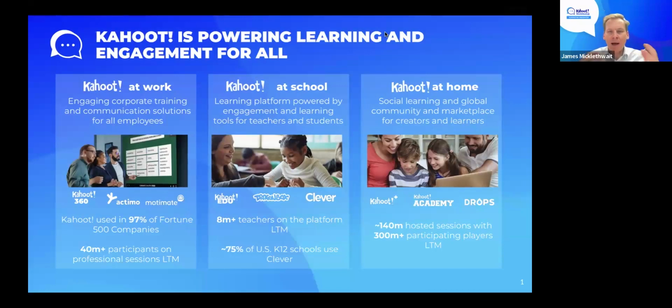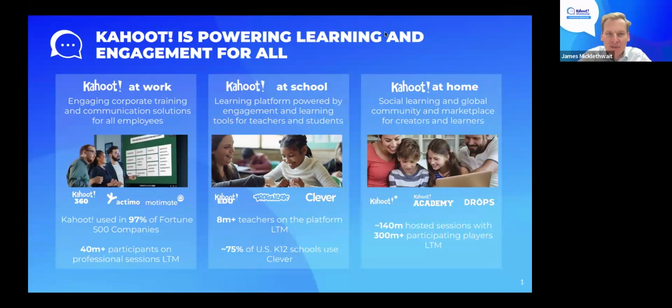For those of you who are not so familiar with Kahoot, maybe this is your first time you've interacted with Kahoot, let me tell you a little bit briefly about the business. Kahoot is all about powering learning and engagement for all age groups. So we serve customers at work, at school, and at home. And the chances are that many of you in your audience will have kids who've experienced Kahoot. And that's one of the magic and unique things about Kahoot.